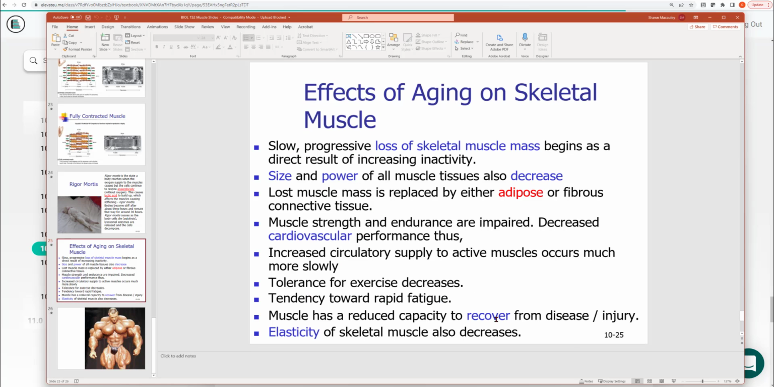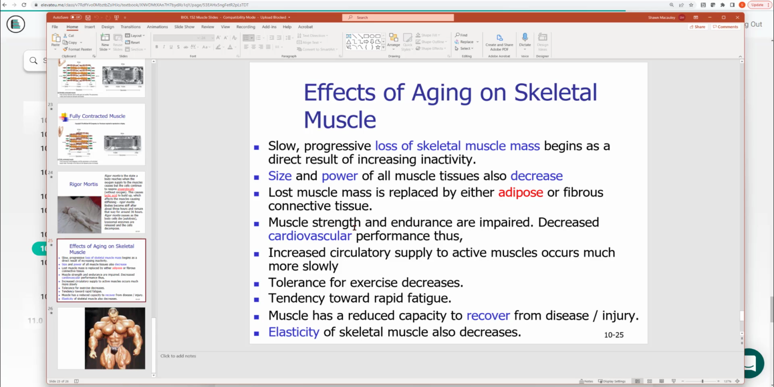What happens to your muscles as you age? As you age, there's a slow progressive loss of skeletal muscle mass. Now you can slow this down by continuing to be active and exercising, but there will be a slow progressive loss. That progressive loss can be more quick if you are not exercising. The power and size of the muscles will decrease. The muscle that is lost is most oftentimes replaced by fat, right? So as you lose muscle mass, you become more flabby, and that is the adipose that replaces the muscle.